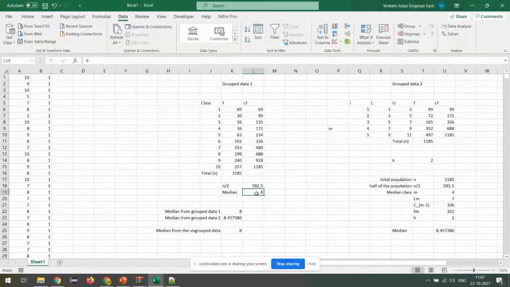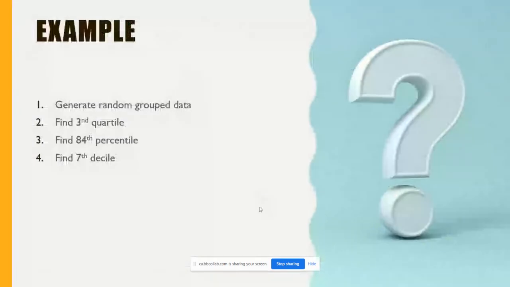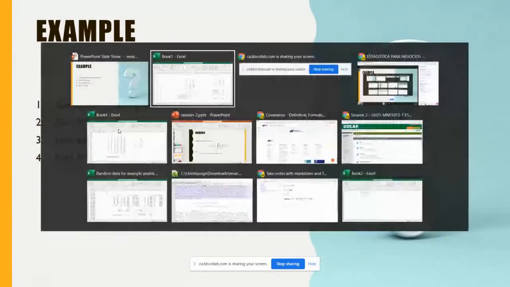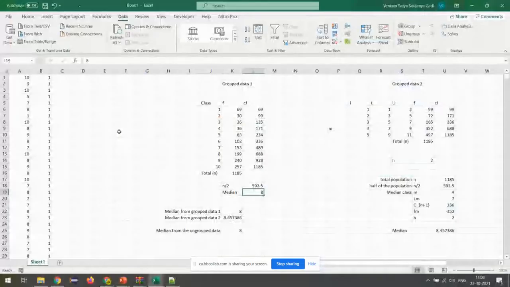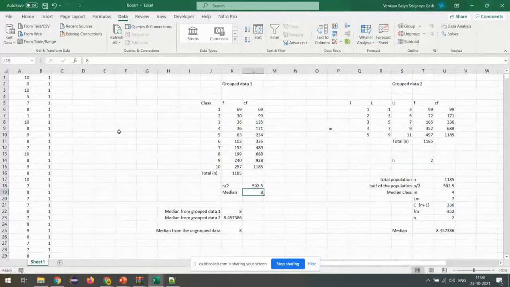So instead of breaking into two halves, I want to make 4 pieces. And I want to see what the first, second, third, or fourth quartile is. So here my question is the third quartile. How am I going to do that? First, let me remove this part.